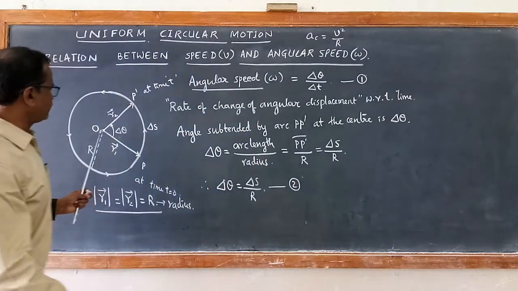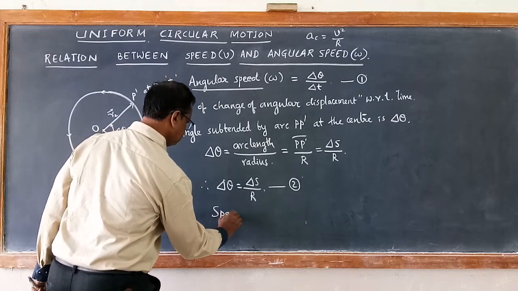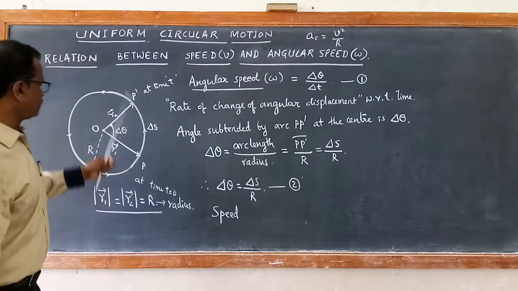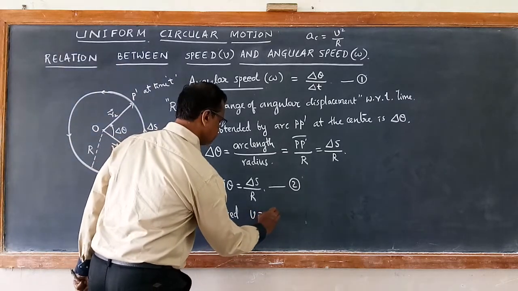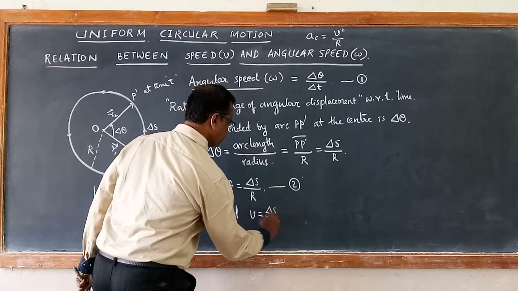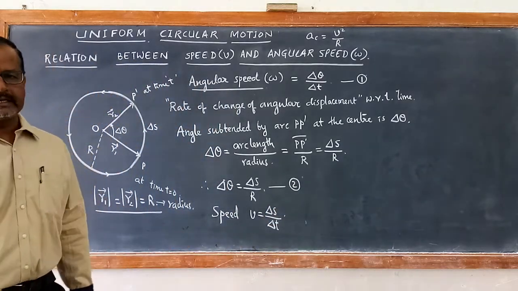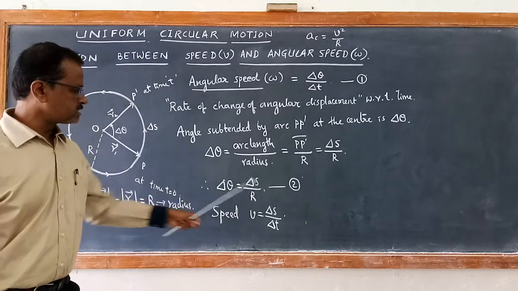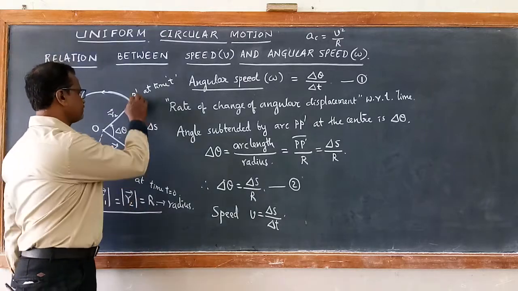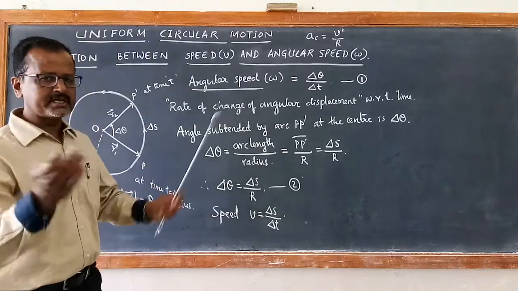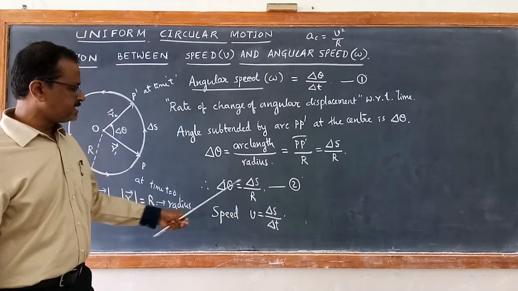Now let us define what is speed. Speed of the object undergoing uniform circular motion is v. V is equal to delta s by delta t. Total distance covered pp dash divided by total time taken delta t. Let us say time taken from p to p dash is delta t. Change in time t minus 0. That's it. Okay. Now substitute what is delta s from this equation.